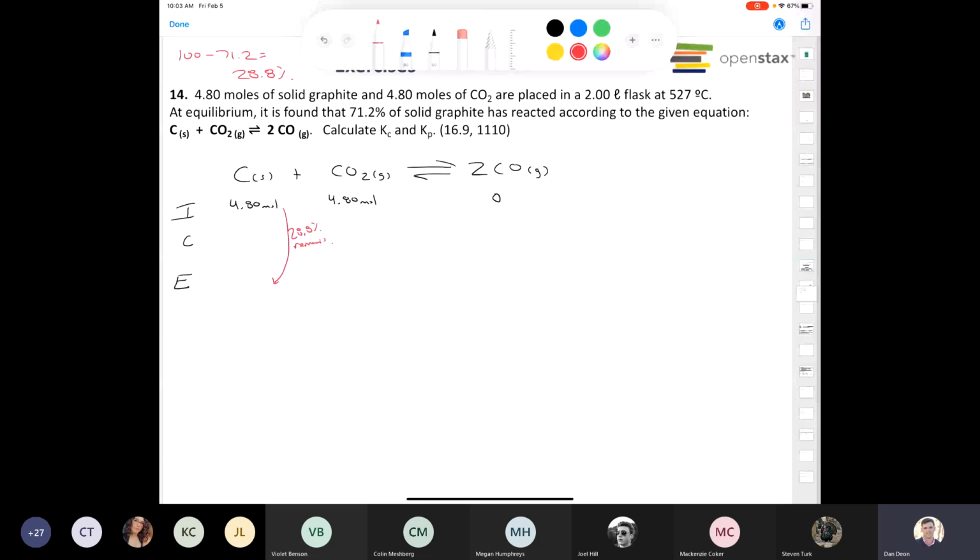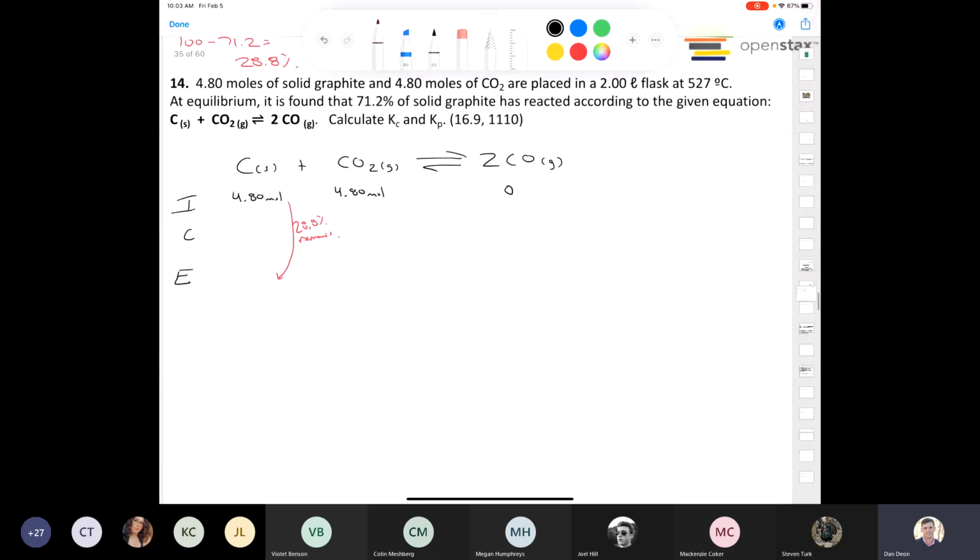So if you take 4.8 times 0.288, you end up with 1.38. Does that look right? There we go. You end up with 1.38 moles left over. Okay. So there we have it.